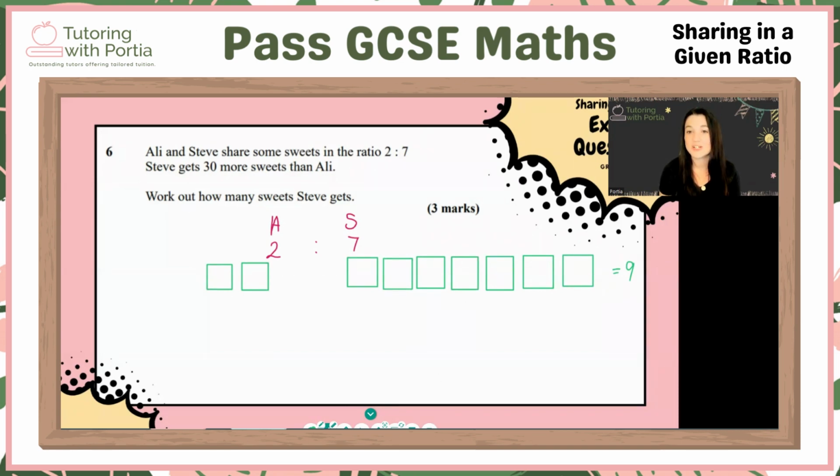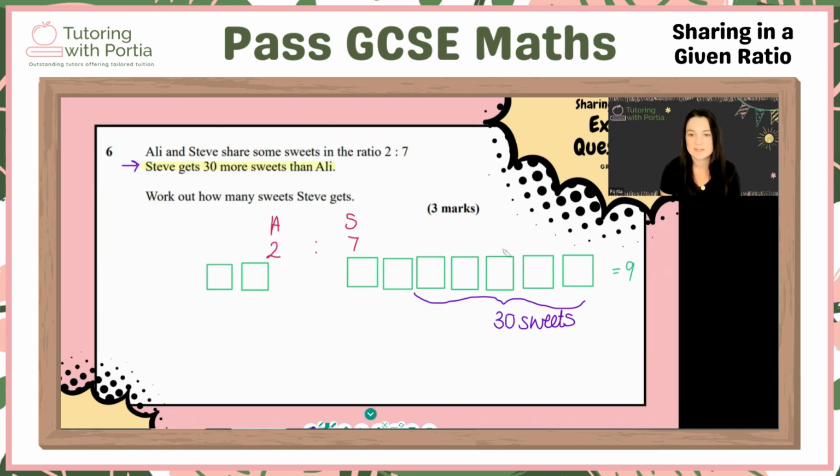Now, with this question, we don't know how many sweets there were in total. We need to use the rest of the information that they've given us to try and calculate that. So we know that Steve gets 30 more than Ali. We also know that he's got 5 more parts than Ali there. So these 5 parts, 1, 2, 3, 4, 5, they must be equal to 30 sweets, because he's got 5 more parts, and they told us back in this question that he's got 30 more sweets than Ali.